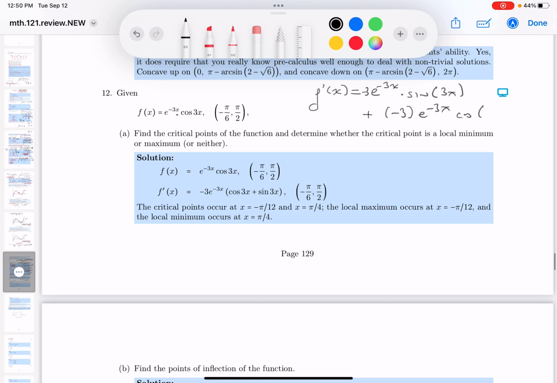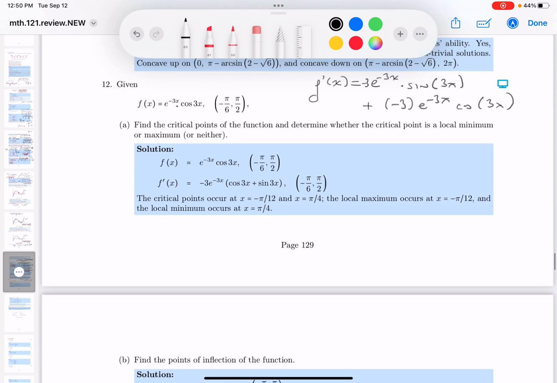then cosine of 3x. I'm going to simplify it, and the way to simplify it is just simply to factor it, and you get f prime. And I'm going to factor out a minus 3. I'm going to factor out e to the minus 3x as well. All right, let's see what you get in the first term. You get sine 3x plus, I'm going to factor out minus 3 and e to the minus 3x. I get cosine 3x.